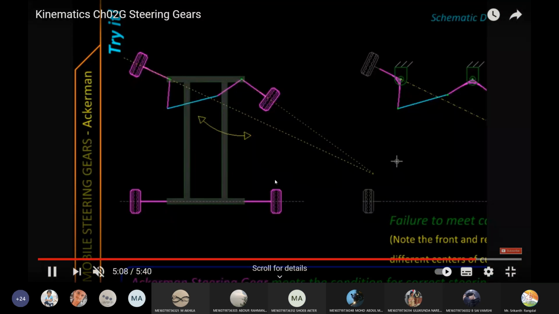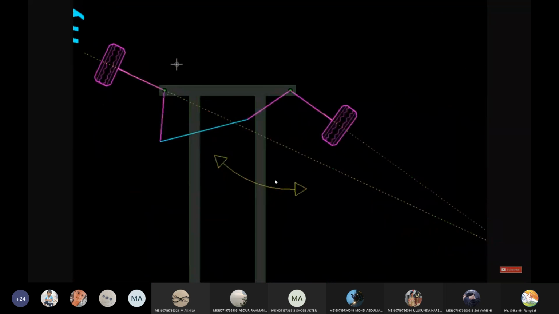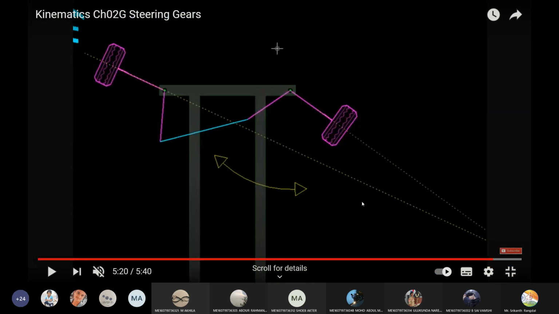From the syllabus point of view, if you have steering gear mechanism in the syllabus, you may have to do a derivation to find the relation between the dimensions for the Davis steering mechanism. But when it comes to Ackermann steering gear, there is no such proof.